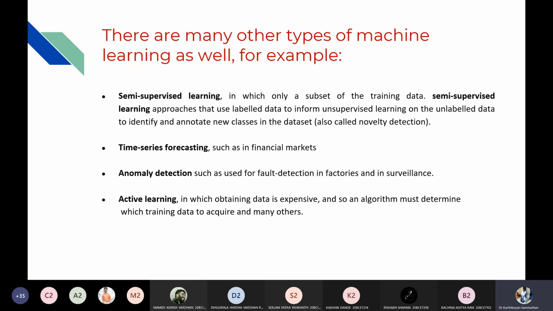There are some more techniques: semi-supervised learning, meaning the combination of both labeled data and unlabeled data; time series forecasting, where the share market and all financial markets are time series forecasting; then anomaly detection, your fault detection techniques and surveillance cameras, etc.; then active learning, which is also another trending area.